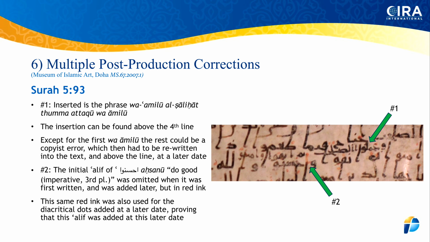The first one you're looking at, look at the green arrow over on the right, number 1. Go ahead and read what they've inserted there. They inserted wa-ʿamilū al-ṣāliḥāt thumma attaqū. wa-ʿamilū, you can see it's found on the fourth line there, except for the first wa-ʿamilū. The rest could be a copyist error. That's true. It could easily have been put up there at a later date, which then had to be rewritten into the text and above the line, as I said, at a later date.